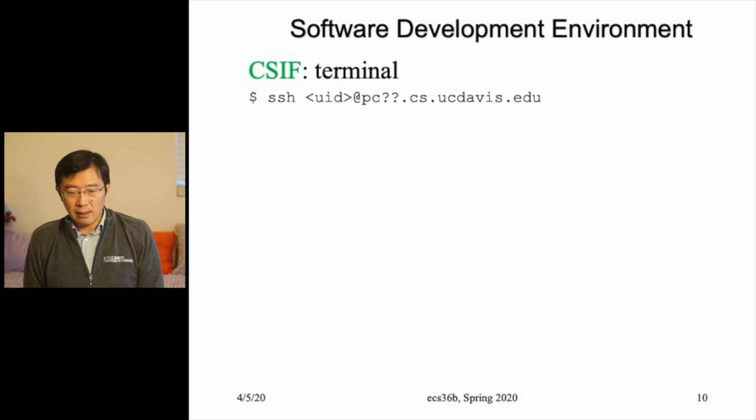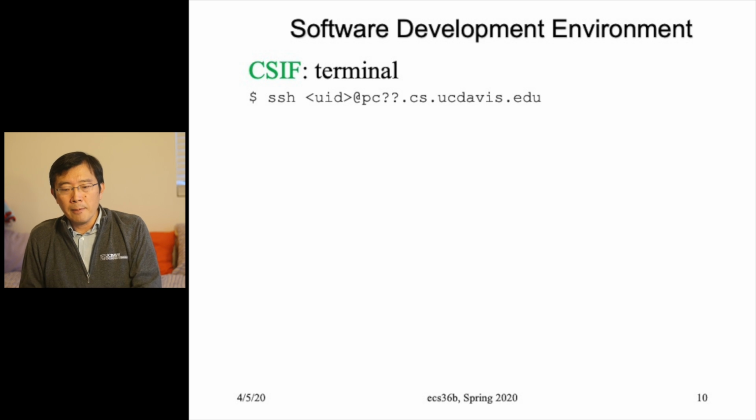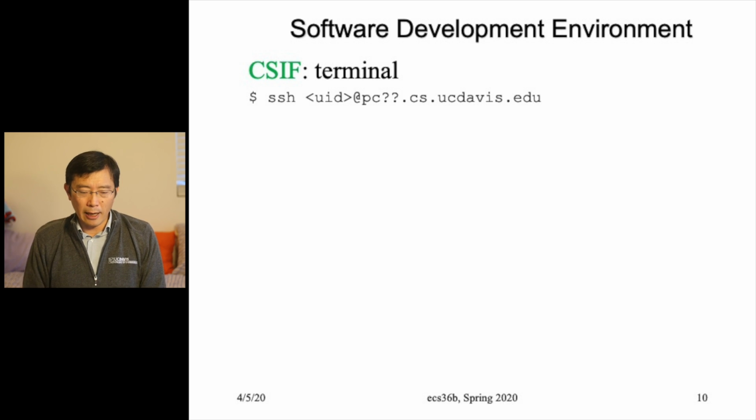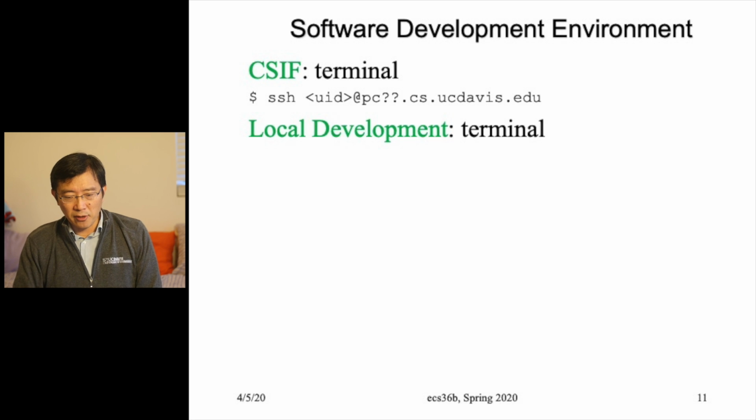So I know a lot of you are using CSIF. So you're using CSIF terminal mode, and you're just using a command like SSH with your user ID, and then logging into one of the machines they have, which is maybe PC 15, and then .cs.ucdavis.edu, and then you basically work on your homework. So you basically develop all your homework under the CSIF machine and use your account, and then you submit, you hand in your homework there. I highly recommend you consider doing another thing, which I call local development.